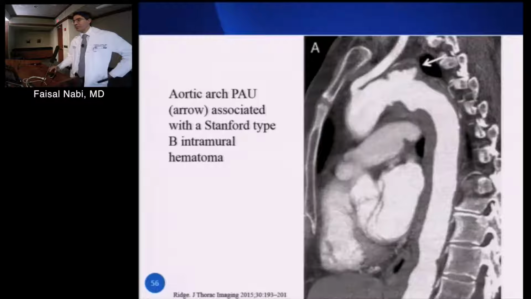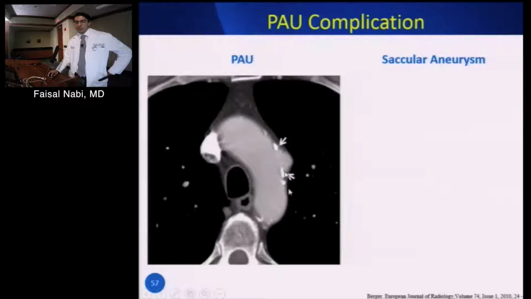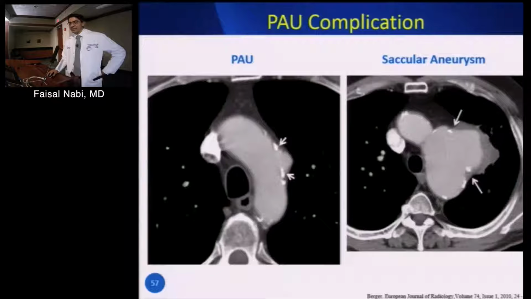And here's an example of an image I saw online, which was nice to share, in a patient who had serial imaging. Here you can clearly see where the wall should be, and you've got this penetrating aortic ulcer. This patient went on to have repeated imaging later, and here you can clearly see that this has now developed into a saccular aneurysm. So it shows us the natural history of this disease.